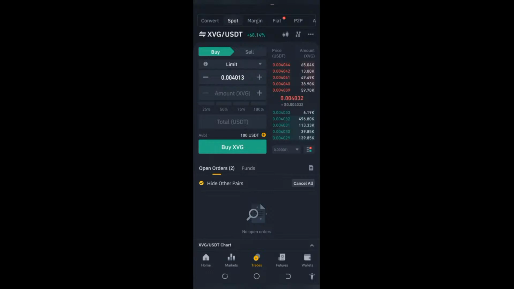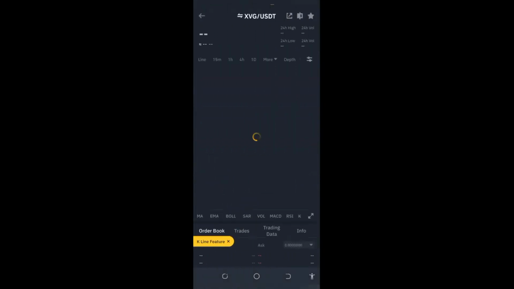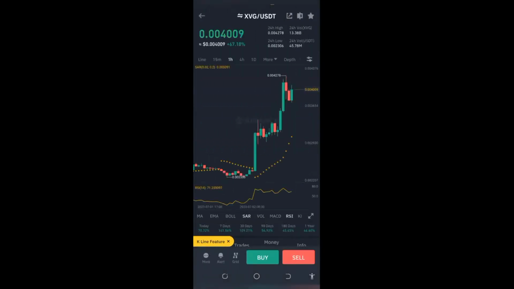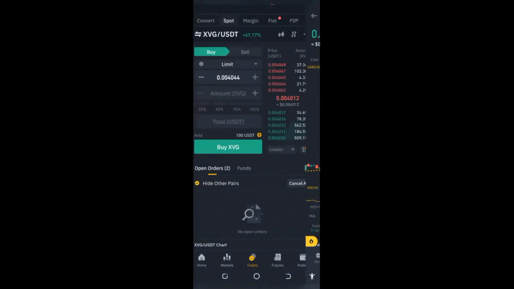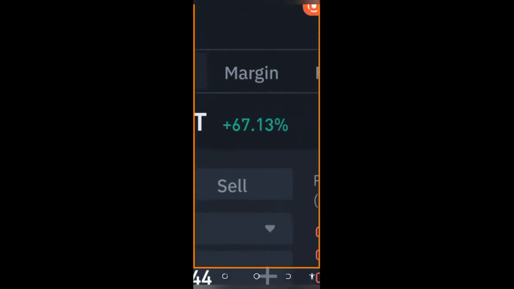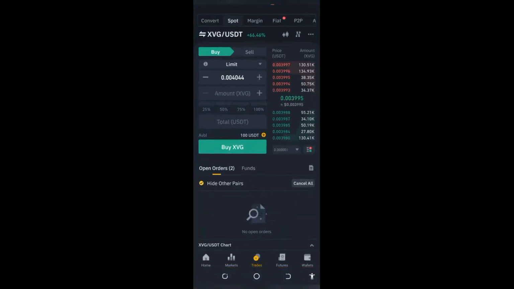Yes. Now, I'm currently on XVG/USDT, and we need to look into the charts quickly. Now, this is on the gainers list, right? So we need to quickly take our move. As you can see, if I go back, within the past 24 hours it has gained a 67% increase. And I'm like, really? Okay, let's go see how to take advantage of this.